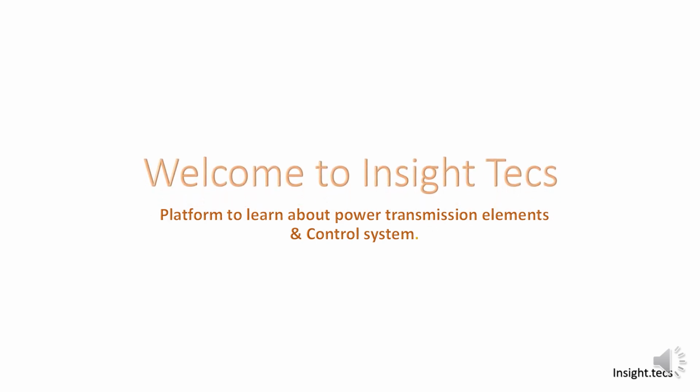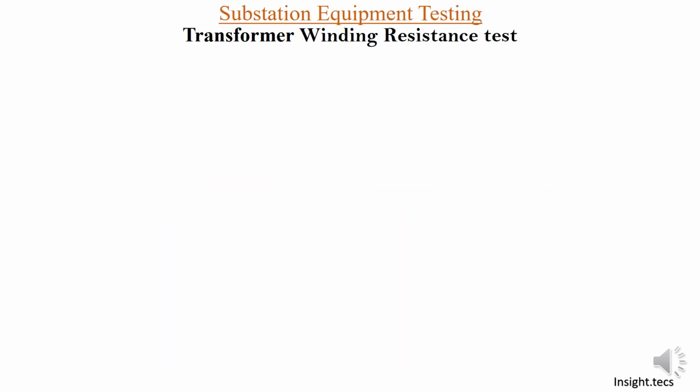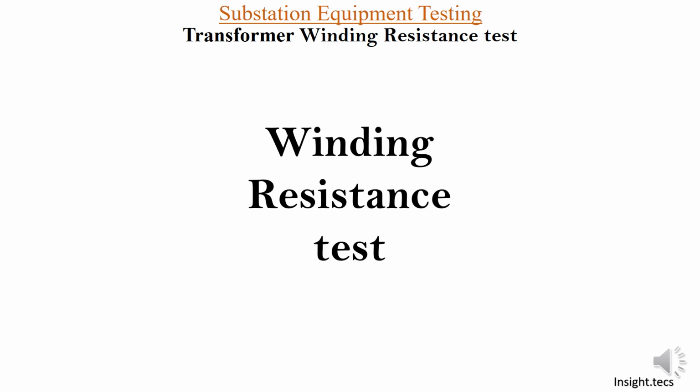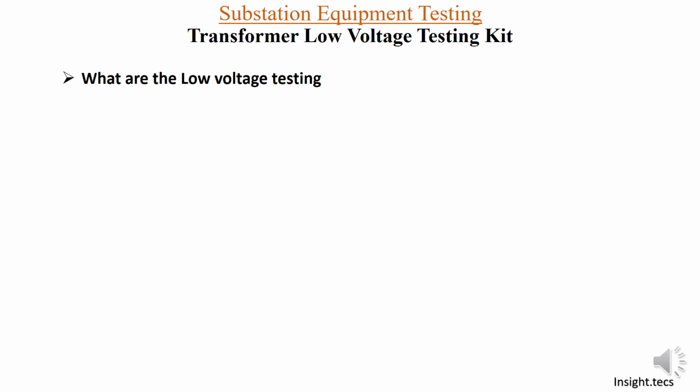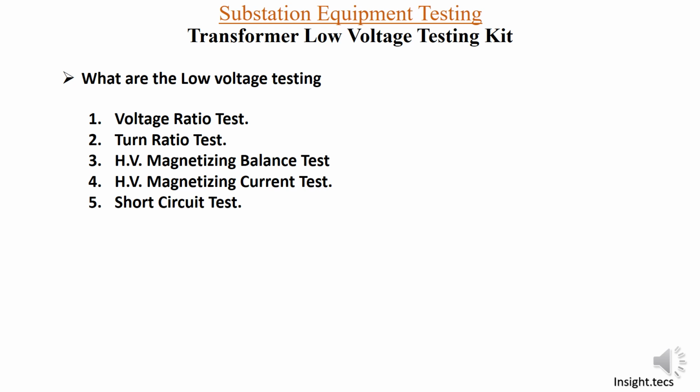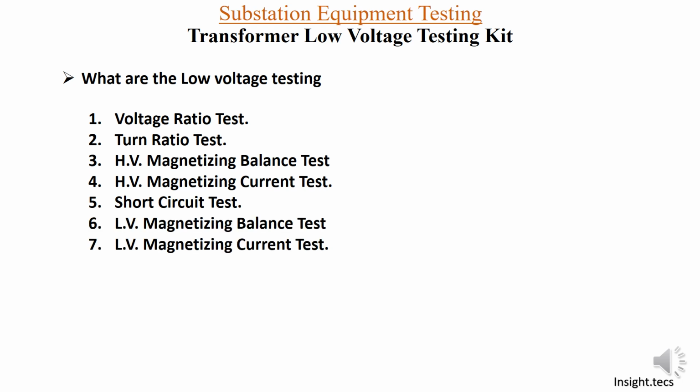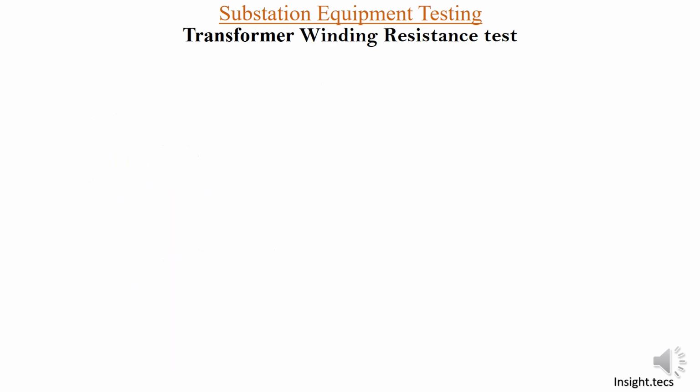This is a platform to learn about power transmission elements. So friends, in today's video we are going to learn about transformer winding resistance test. Till now we have covered all the low voltage testing: voltage ratio, turns ratio, HV magnetizing current and balance test, short circuit test, LV magnetizing current and balance test, vector group test, and now in today's video we are going to see about winding resistance.